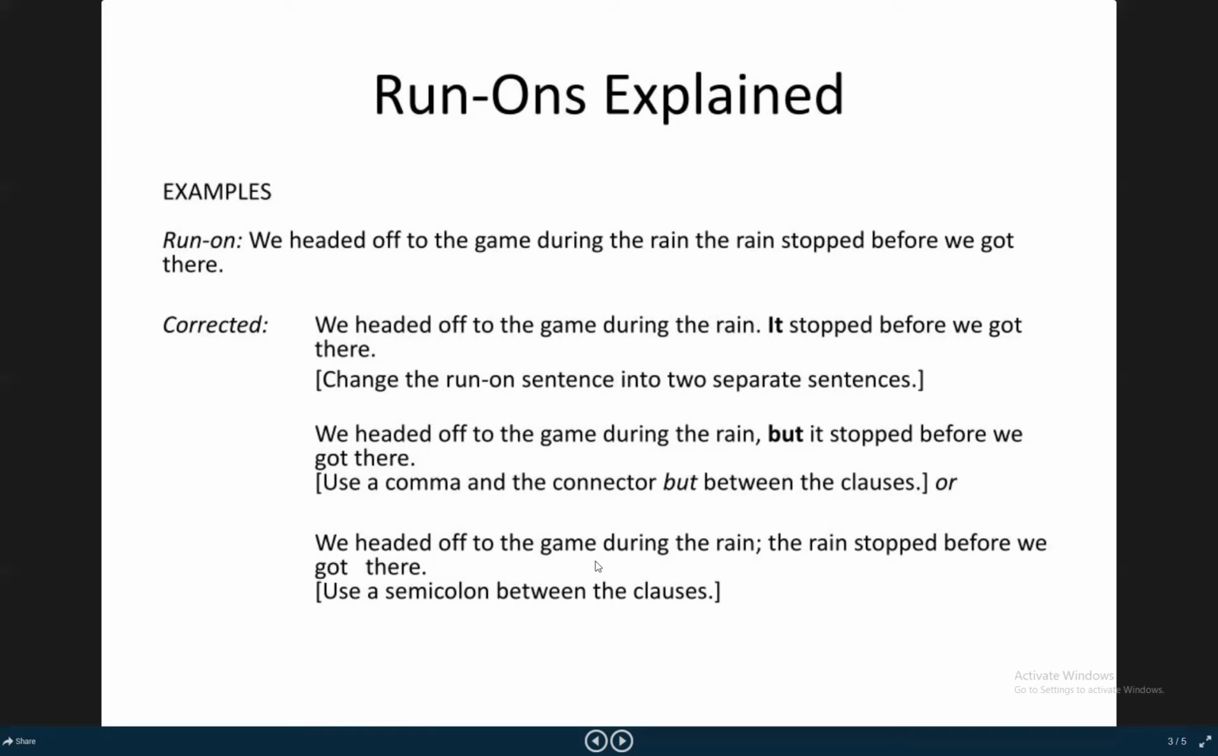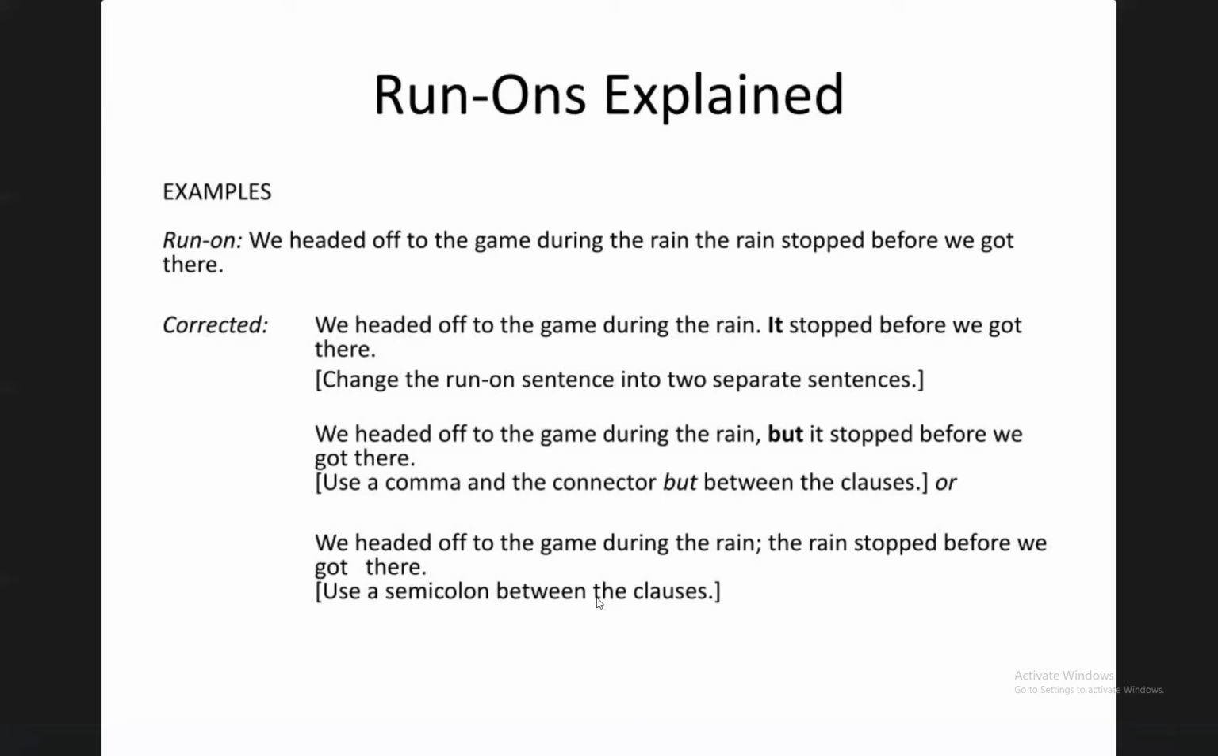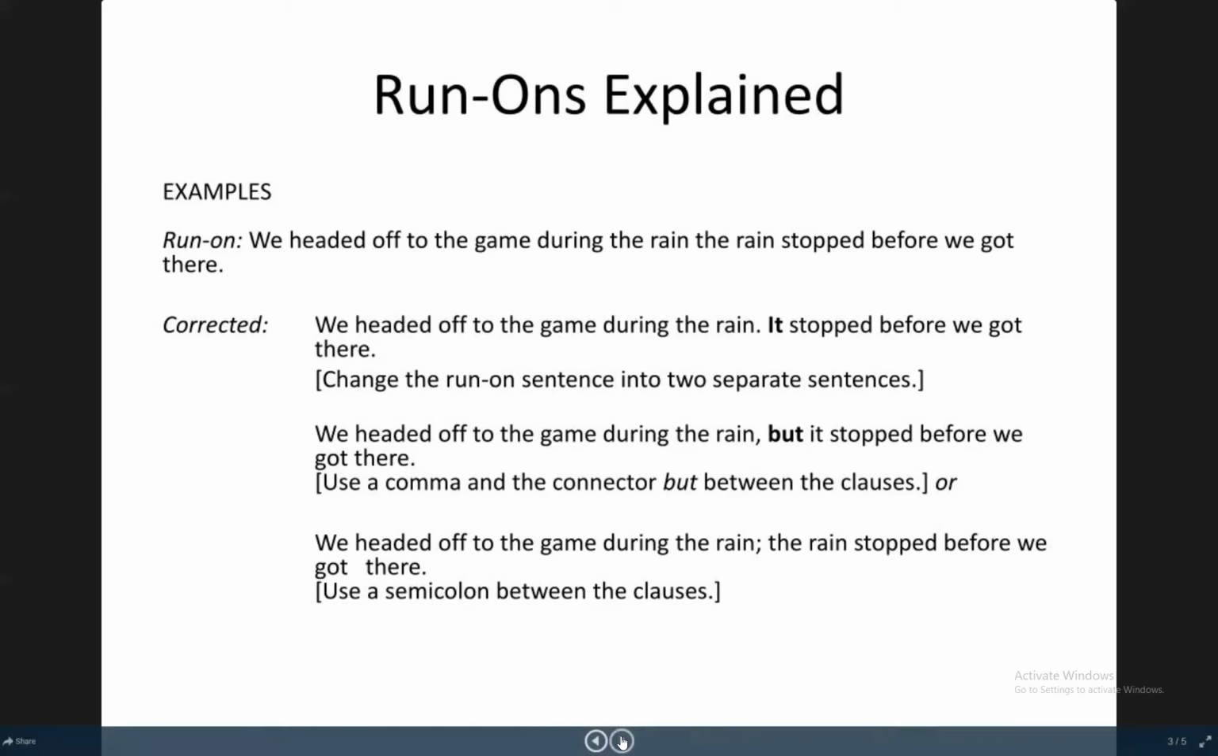Now, the third option to correct the run-on is here. We headed off to the game during the rain, semicolon, the rain stopped before we got there. So we have used a semicolon, and we have separated two different clauses. So we understand run-on can be fixed in three different ways. One is by splitting them into different sentences. The other one is to use a comma and a coordinating conjunction, which is but here. And the third one is using a semicolon, right? I hope it is clear. Moving on to the next one.